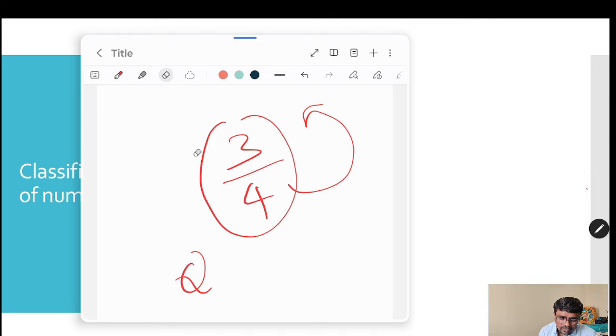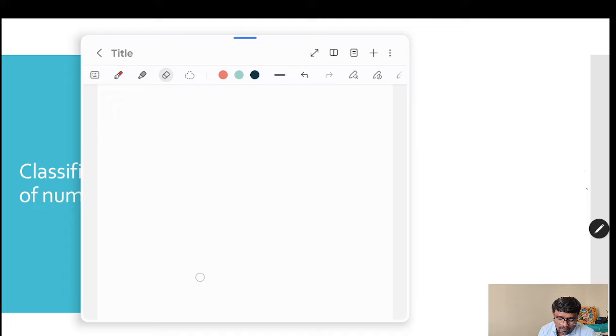Now see the tricky part. Every integer is a rational number, but all the rational numbers need not be integers. The same is applicable for everything. See, every natural number is a whole number, but all the whole numbers need not be natural numbers.